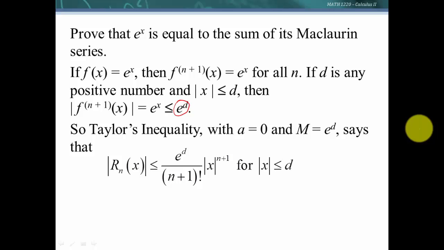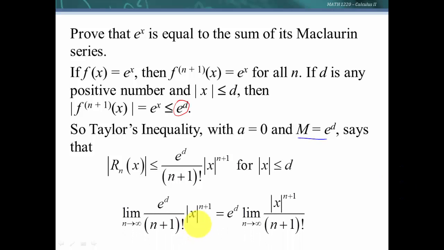So by Taylor's inequality, and we have a equaling 0, we've got our M, and we can put that in here, and this is just simply Taylor's inequality. So we're looking at our remainder here, and we have a bound on it. Now let's look at this expression as n goes to infinity, and as we look at that, we can bring this e to the d out in front, and then we have this piece right here. But wait, we just showed that that goes to 0.